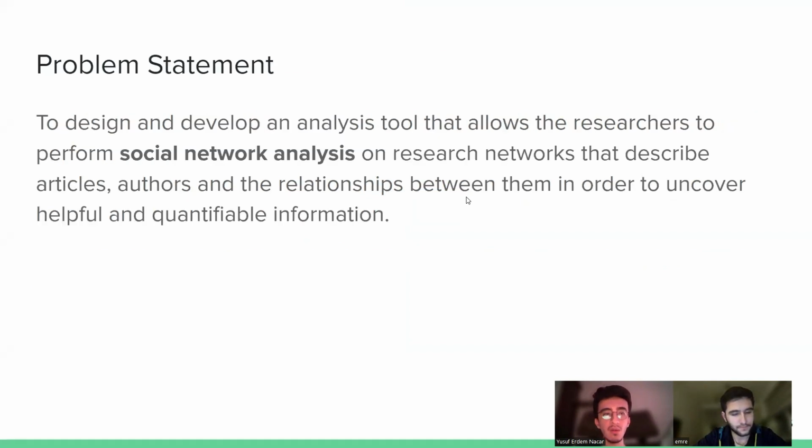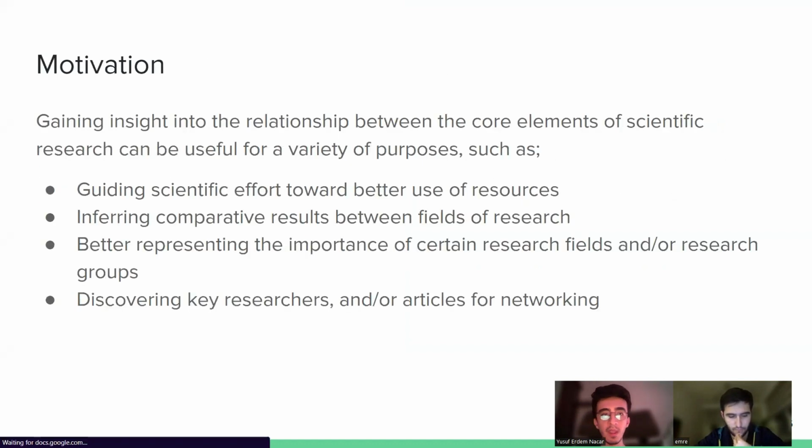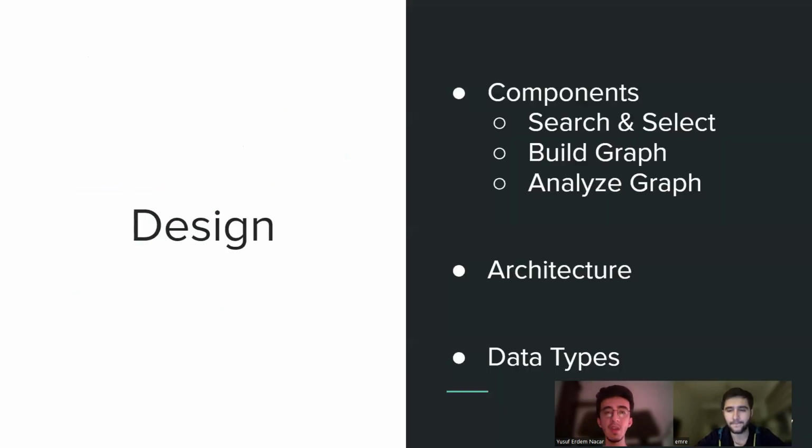What we are trying to do is to design and develop a social network analysis tool to help researchers analyze research networks consisting of authors and articles. Why we are trying to do this is to gain insight into the relationships between authors and articles in a given research field. Now, Emre will go over the design of our project.